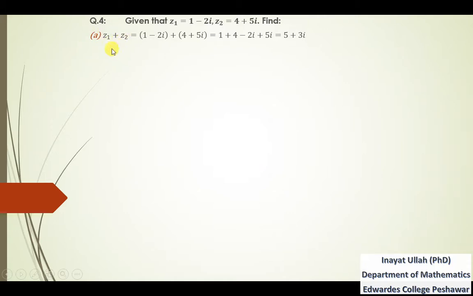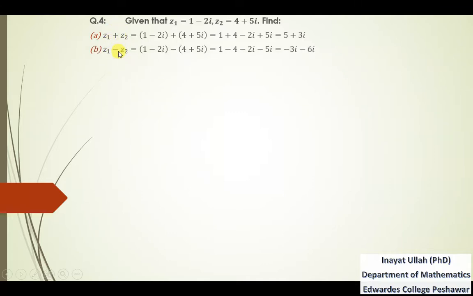We have recently studied how we could add two complex numbers. So z1 plus z2 means this plus that. How could we add these two? Adding the real parts and adding the imaginary parts. So that will become 1 plus 4, and minus 2 iota plus 5 iota. 1 plus 4 is 5, and minus 2 iota plus 5 iota is 3 iota. So this is the value of z1 plus z2.